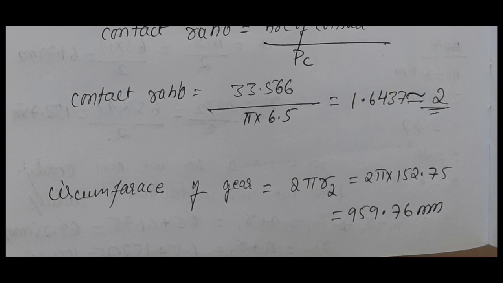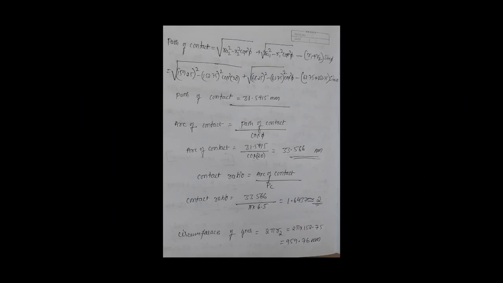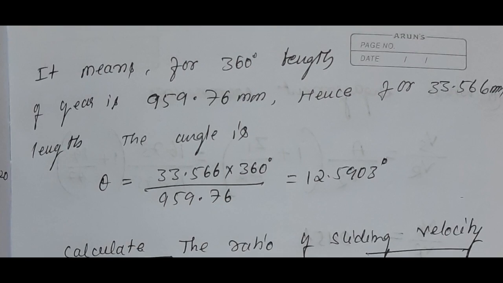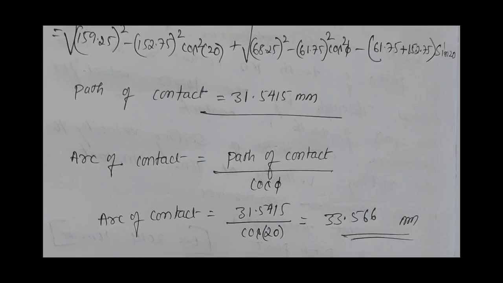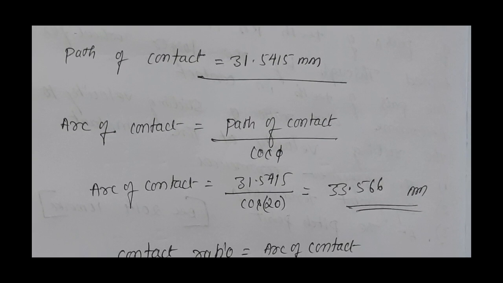So how much is it? 959.76 millimeter. So it means for the 360 degrees, the length of the gear is 959.76 millimeter. Hence for 33.566 millimeter, what is this? Arc of contact it is. Hence for the 33.566, we find out at this. Where exactly? Here. What is the value? 33.566, that is arc of contact.